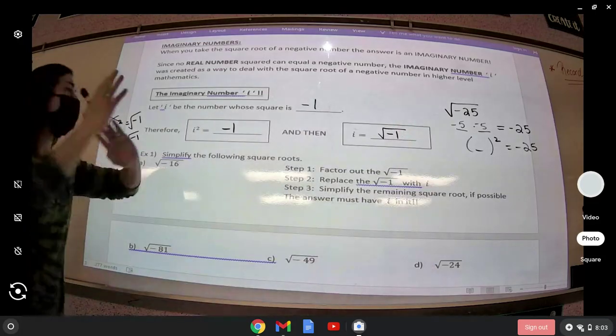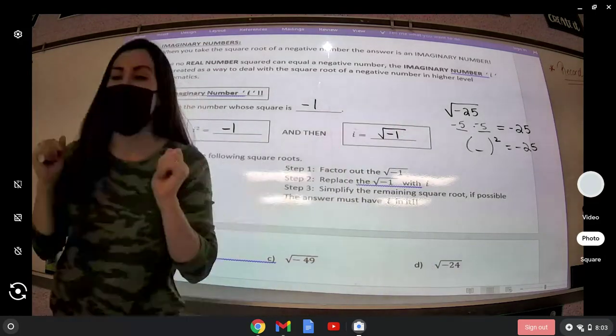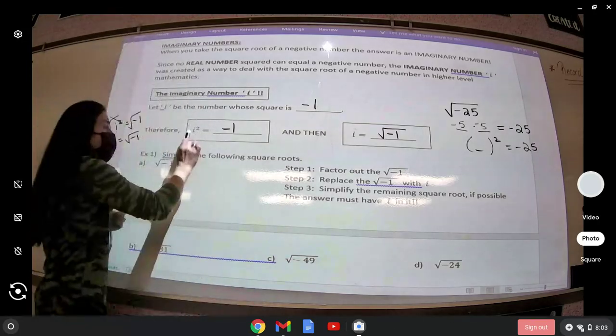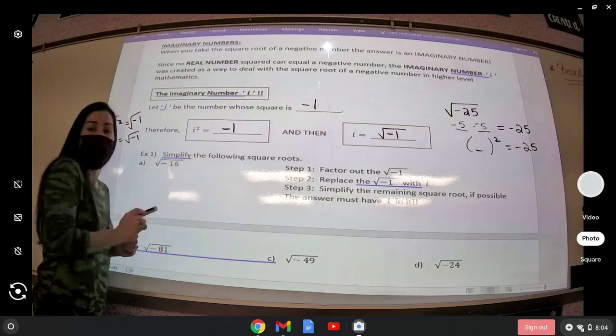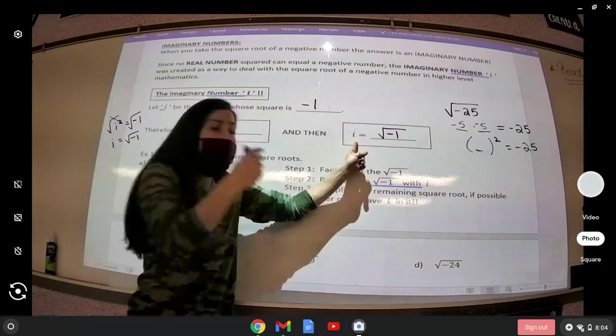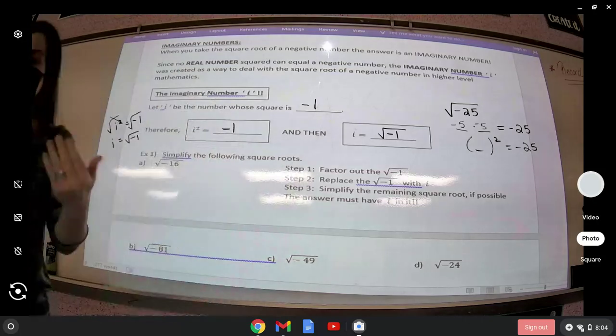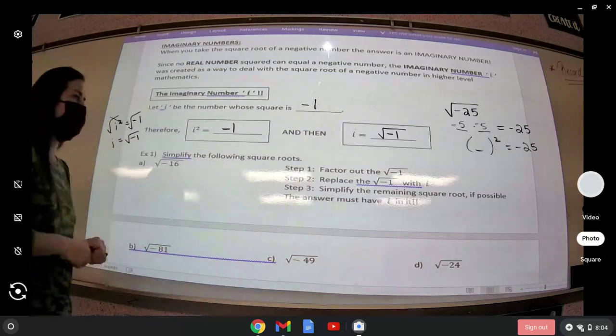So that's it. I've put boxes around it. When it comes to the imaginary number i, these are the two things you need to know. You need to know that i squared is -1, and you need to know that i himself is the square root of -1. And that's how we're gonna use them.